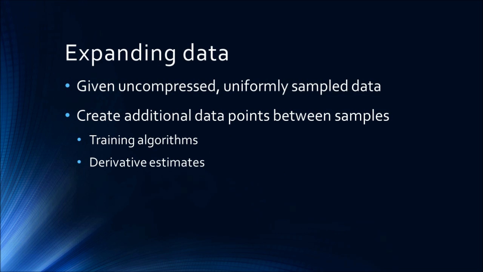So now, a magic trick. We're going to start with uncompressed, uniformly sampled data. This is, remember, what we would normally get out of the data buffering processor, microprocessor. And we need to get the data between those data points. It's very common these days to need to get the derivatives at data points.